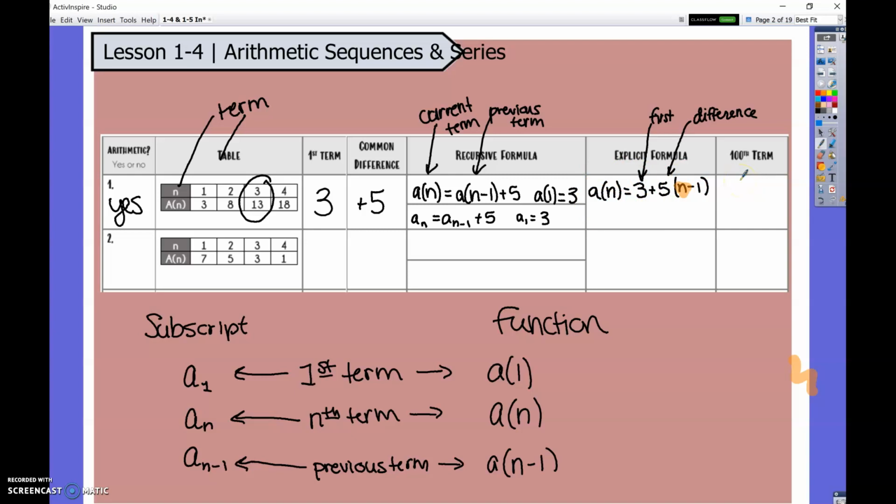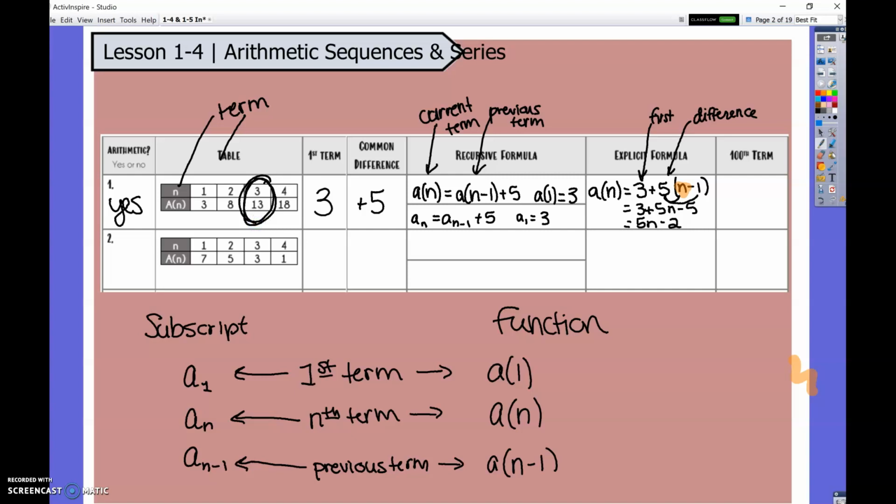One thing you may be asked to do, or at least recognize, is to simplify this. We're going to use the distributive property, where you would multiply this 5 through those parentheses. That's going to give us 3 plus 5n minus 5. I can combine the 3 and the negative 5, leaving my 5n first, and 3 take away 5 would be negative 2. This is just a little bit prettier and simpler way to do it. Let's try it now. If I put my 3 in there, 5 times 3 is 15, take away 2 is 13. We still get our third term to be 13.